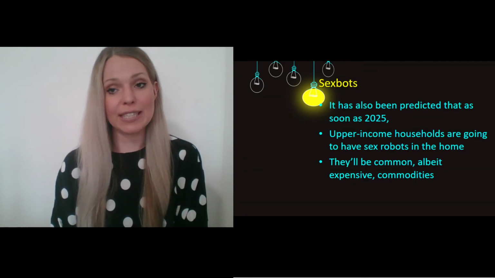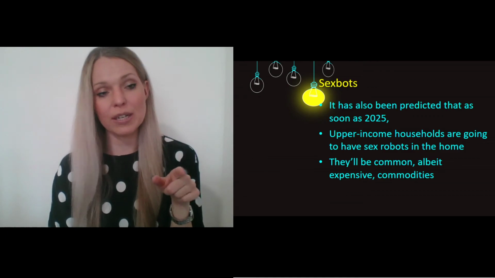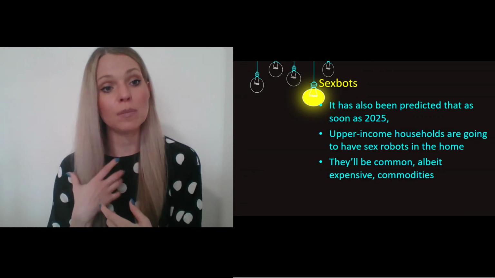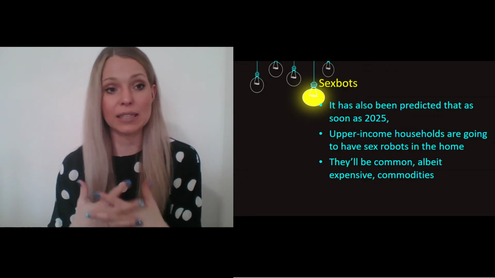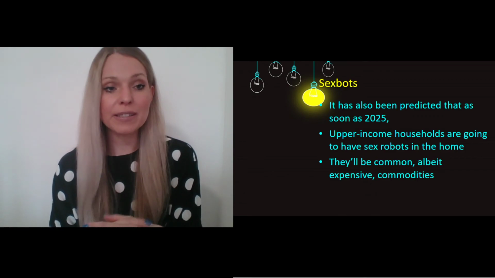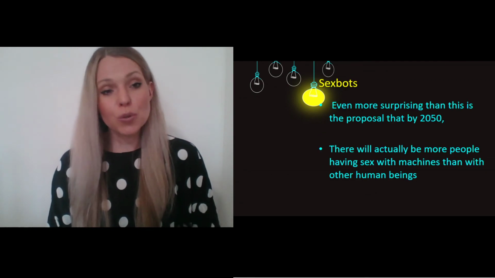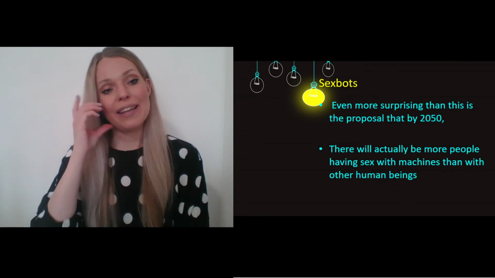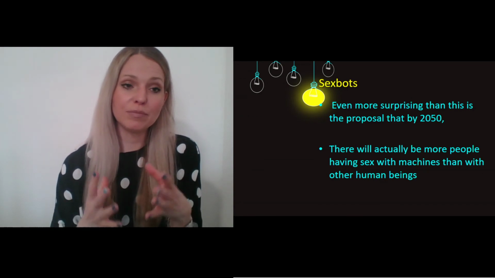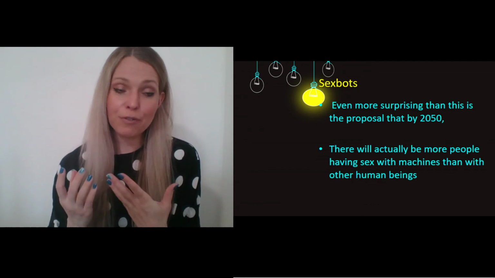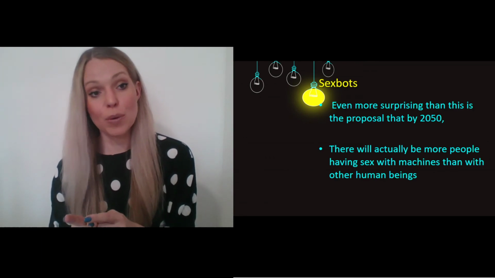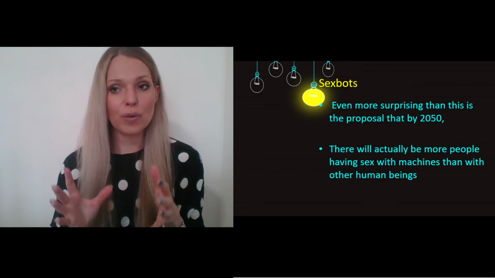So it has also been predicted that as soon as 2025, this was written in Devlin's book, upper income households are going to have sex robots in their homes because it's going to become more popular and a little cheaper to purchase. And they will be common, quite expensive, but commodities in the long run. And also, and this one was the most shocking information for me in this survey, even more surprising, this kind of digisexuality by 2050 will become even higher, and there will actually be more people having sex with machines by 2050 than with other human beings. So within the whole world.